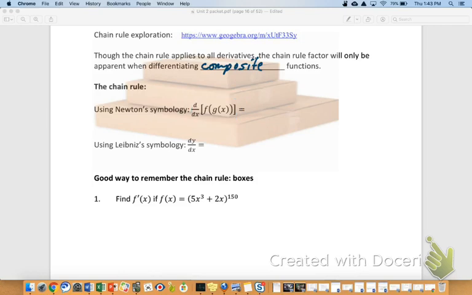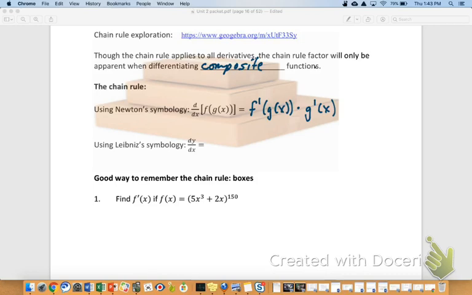So I'm going to show you Newton's symbology, then I'll show you my little demo. Maybe we'll talk a little bit about Leibniz's, but we'll use Newton's mostly. So if we are doing the derivative of f(g(x)), and I hope that the little exploration there will help solidify this for you, here's what we get. It's f'(g(x)) times g'(x). F prime of g of x times g prime of x.